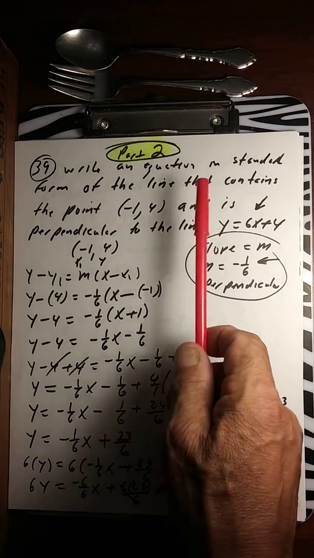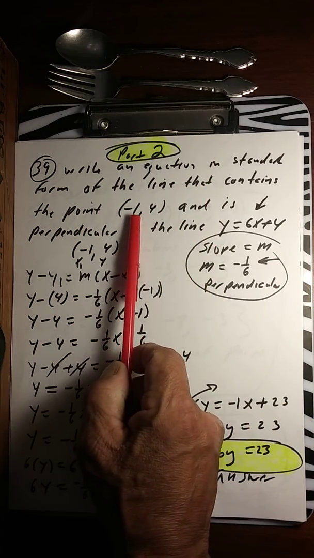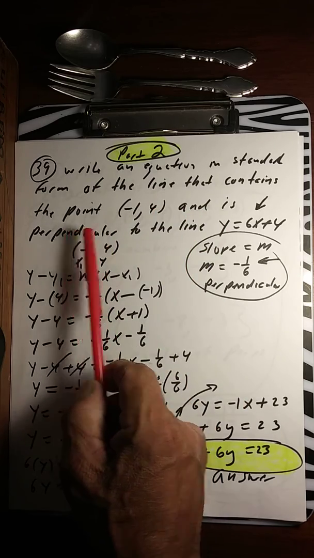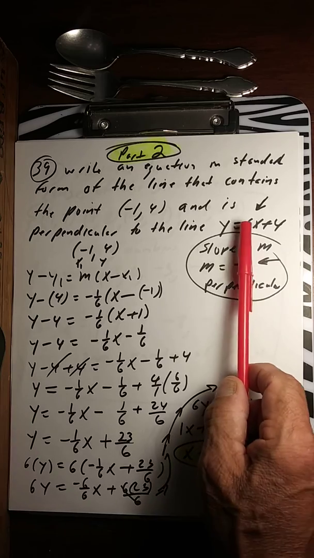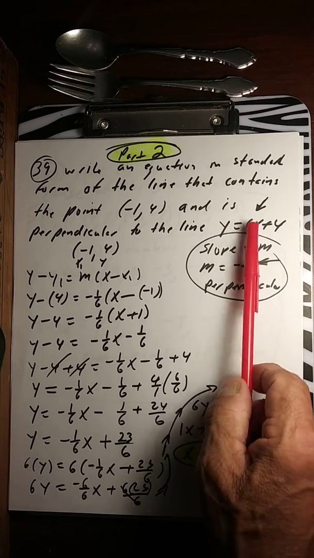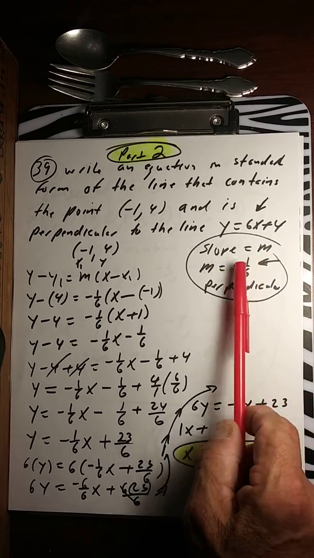Write the equation in standard form of the line that contains a point, again negative 1, 4, and is perpendicular to the line. To be perpendicular to this, it's going to have to be a negative, and it's going to be the reciprocal. This is 1 over 6, so negative 1 over 6 is the slope.